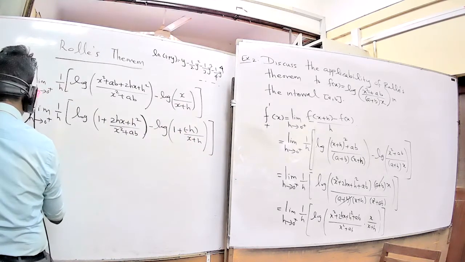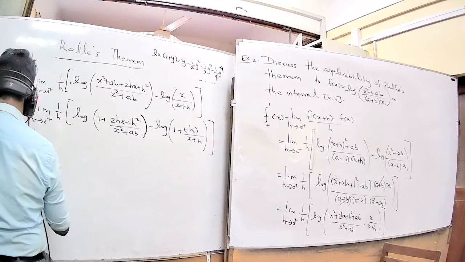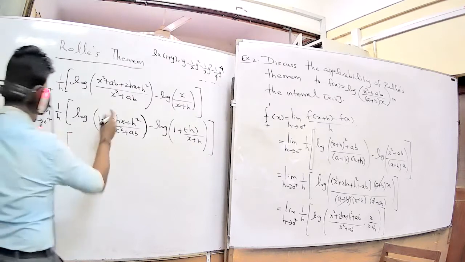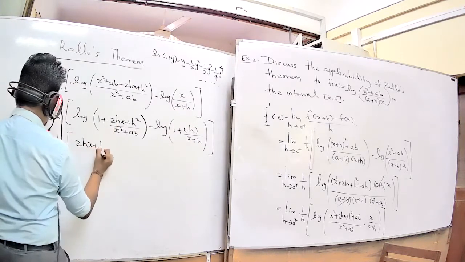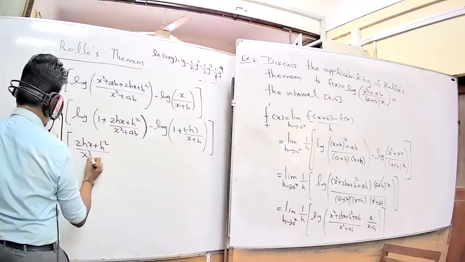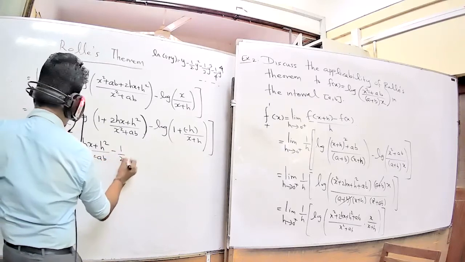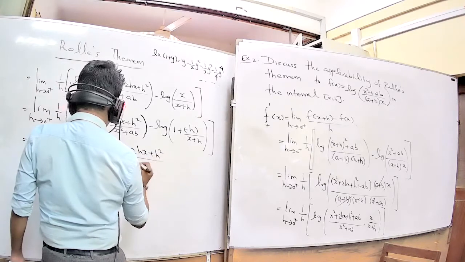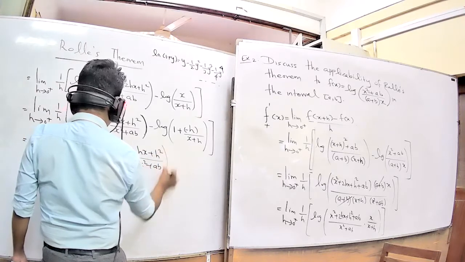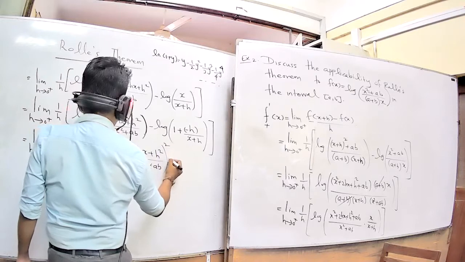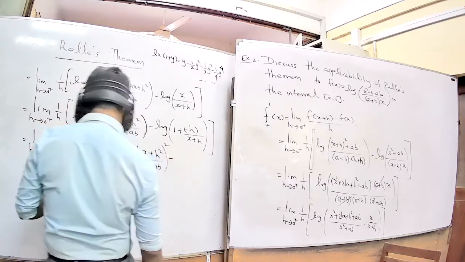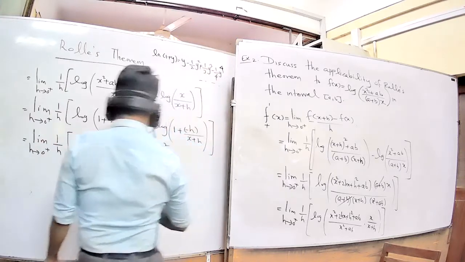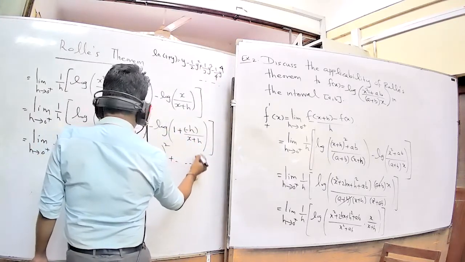Limit h tends to 0 plus, 1 over h. First term is this one, 2hx plus h squared over x squared plus ab. Second term minus half, also there, 2hx plus h squared over x squared plus ab, to the power squared. Next term is plus, again minus, plus again minus, and so on.